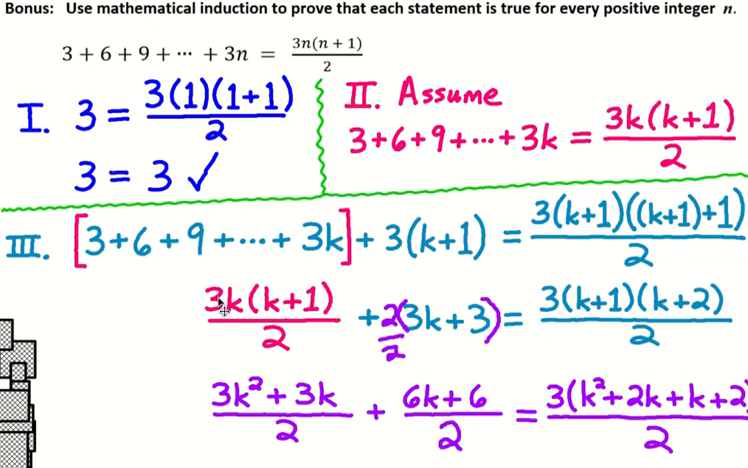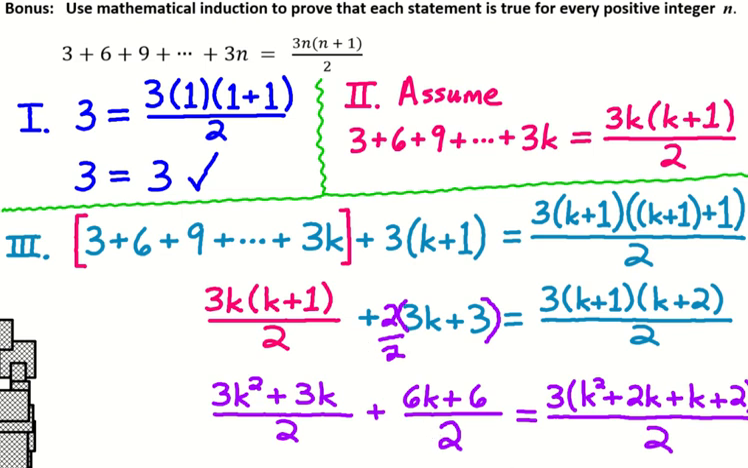3k squared plus 9k plus 6, because I distributed up here, so where did this 3k squared plus 3k come from? Why, distributing the 3k, of course. And where did this 6k plus 6 all over 2 come from? Well, I had to multiply top and bottom here by 2 to give these two things common denominators.